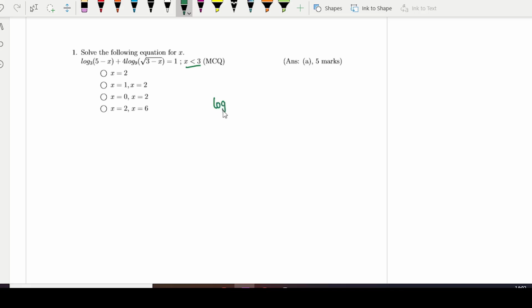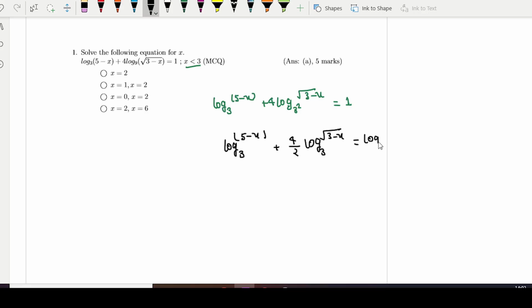So first we will proceed by making its base equal. So here it is 4, so it will be 3 square. 3 minus x is equal to 1, okay. Log 3 of (5 minus x) plus 4 by 2 log 3 of root (3 minus x) will be equal to log base 3 of 3. So we know log base B^C of A is 1 by C log base B of A. So this was the property used here.